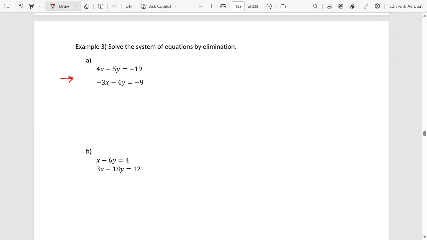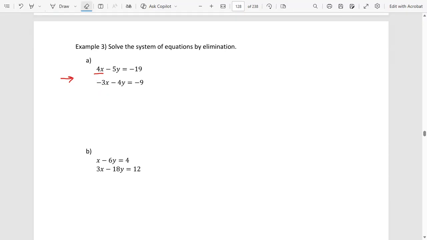Now, I want to eliminate x. If I want to eliminate the x, I have to have the same numbers for x, but my first equation has 4x, and my second equation has negative 3x. When I have 4x in the first equation, I expect to have negative 4x in the second one. And there is no way to multiply negative 3 by something to get negative 4, because we can only multiply, not add or subtract.